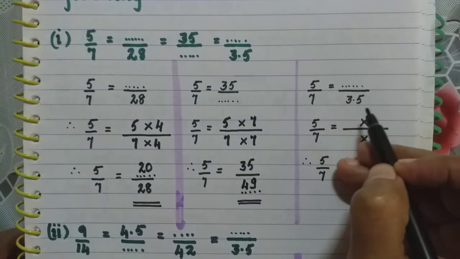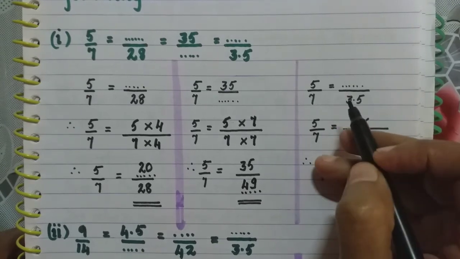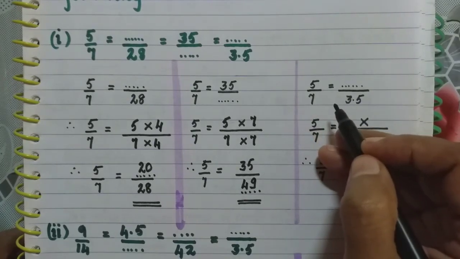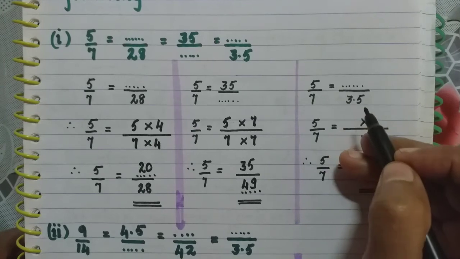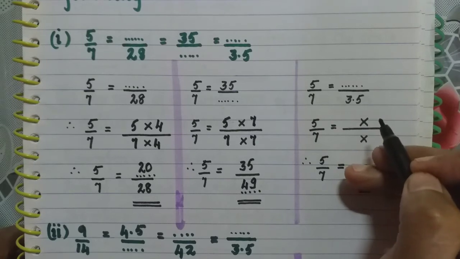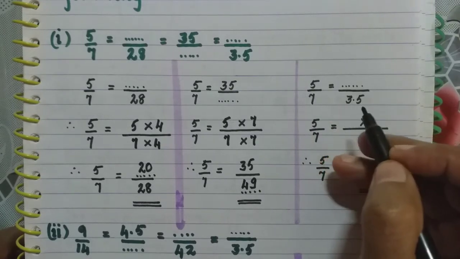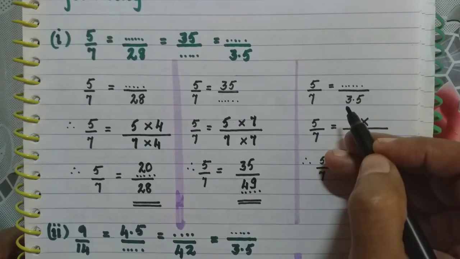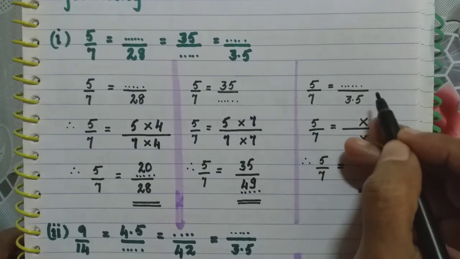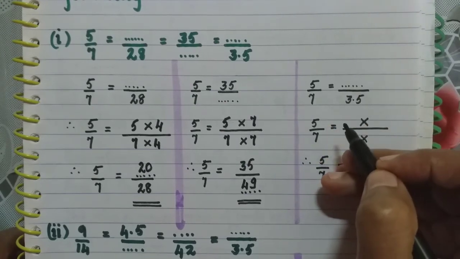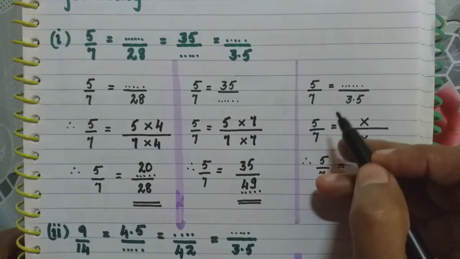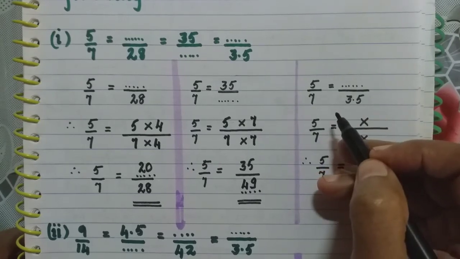Now we have to think, to get 3.5, what should I multiply 7 with? If the point was not there, 7 into 5 would be 35. But there is a point and the point is before one place. So if I take 5 and put a point before one place, what will it be? The number becomes 0.5. So if I multiply 7 with 0.5, will it become 3.5? Yes, it will be 3.5. So that means the numerator and the denominator both have to be multiplied with 0.5.